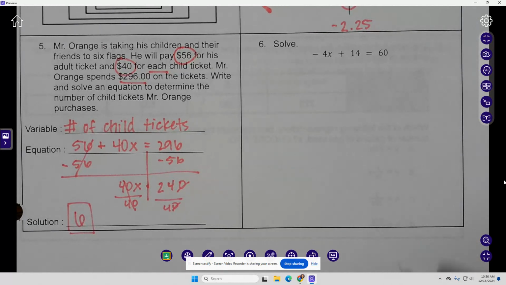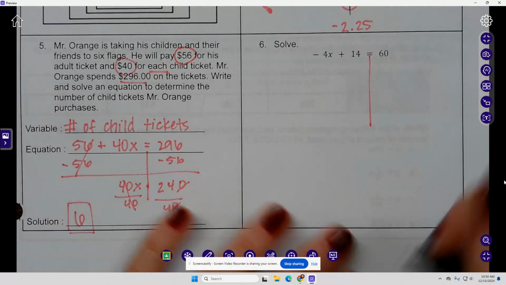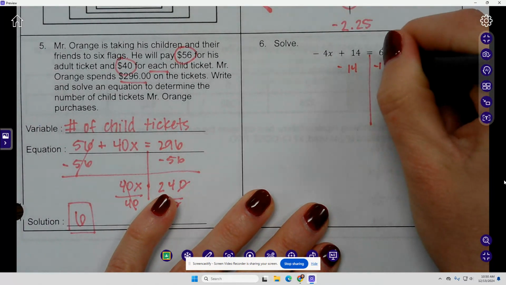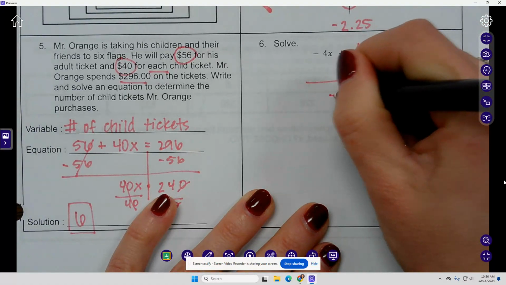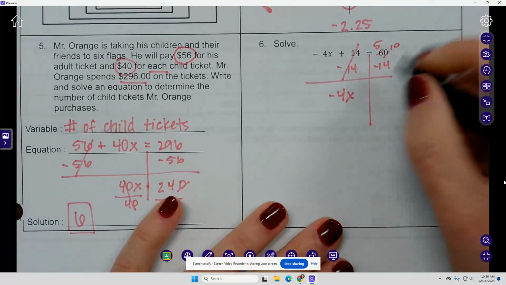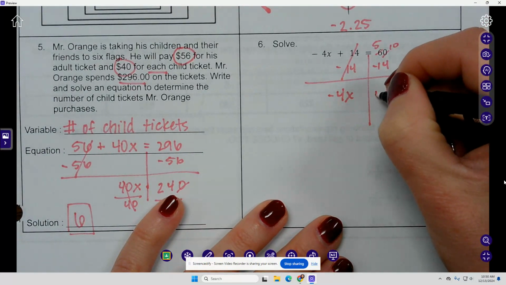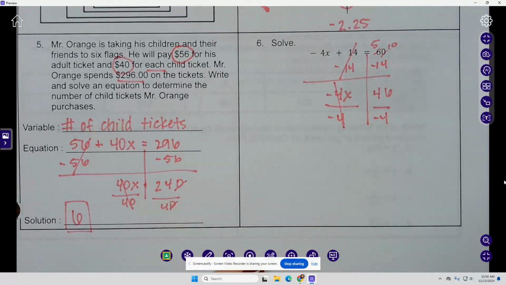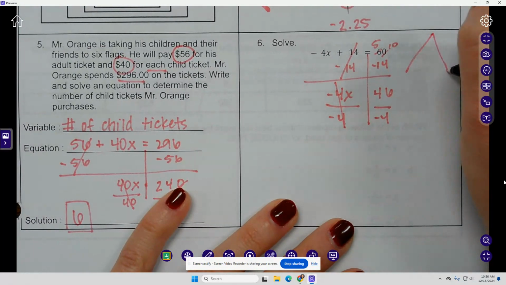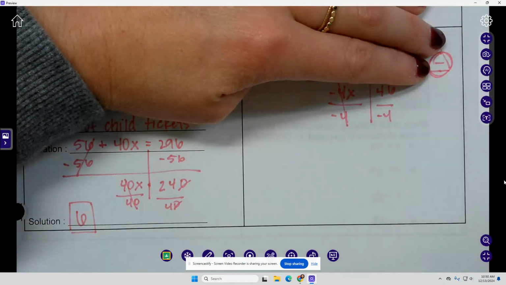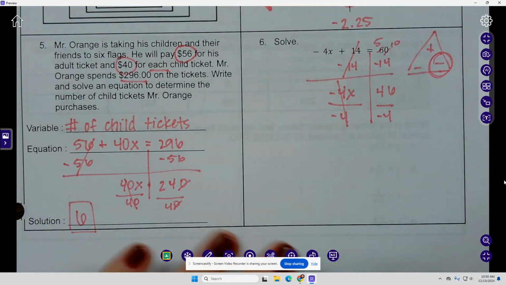All right, number 6. All we're doing is solving, so I'm going to draw my line. I want to get rid of the 14 first. I'm going to subtract 14 from both sides. I'm left with a negative 4x. Got to borrow. 10 minus 4 is 6. 5 minus 1 is 4. Got to divide by negative 4. Going to draw a plus mountain here. I have a positive 46 and a negative 4, so my answer is going to be negative automatically.